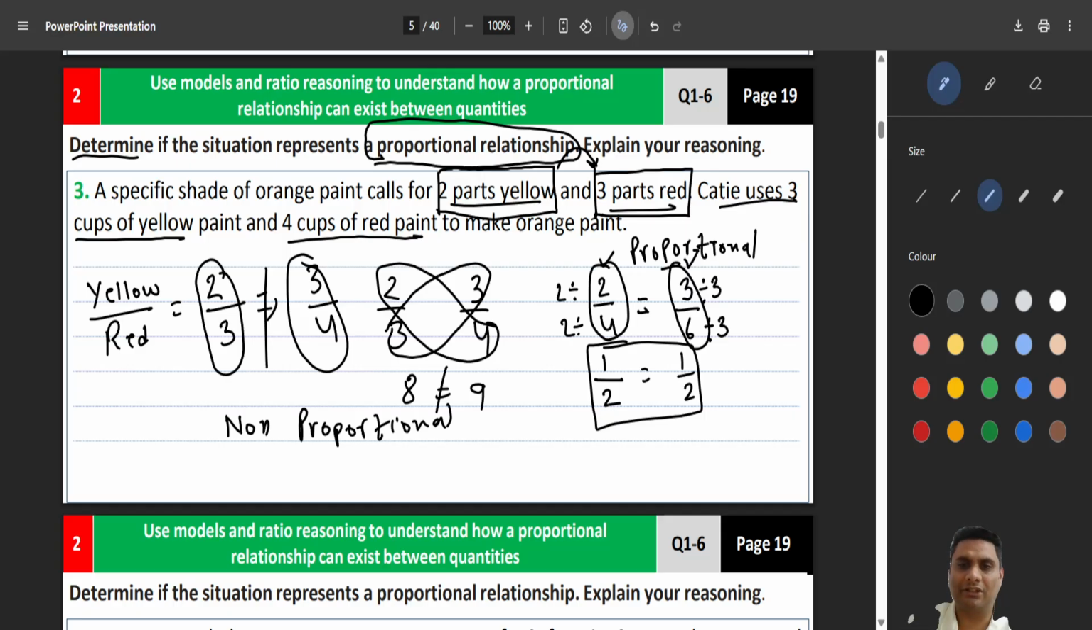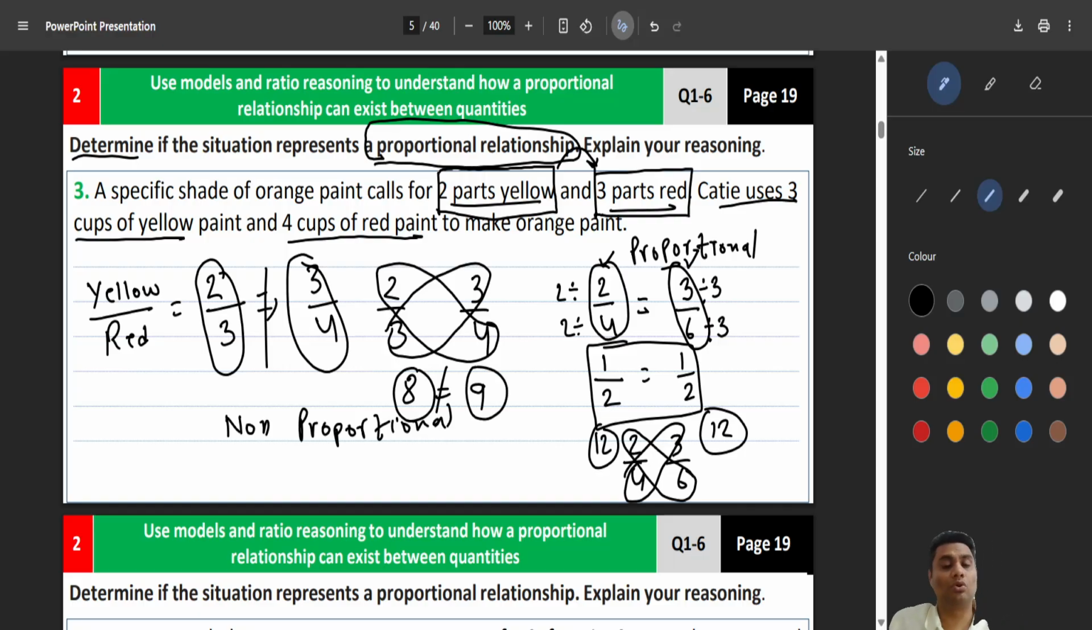Check the trick here. This was 2 over 4 and 3 over 6, right? If I multiply the 3 with the 4, what will I get? 12. And if I multiply the 6 with the 2, what will I get? 12. Check, both of them are equal, so proportional. Here they are not equal, so they are not proportional. So this is a trick. If you don't know whether you can cut this with any number or not, use this trick, the butterfly method, okay?